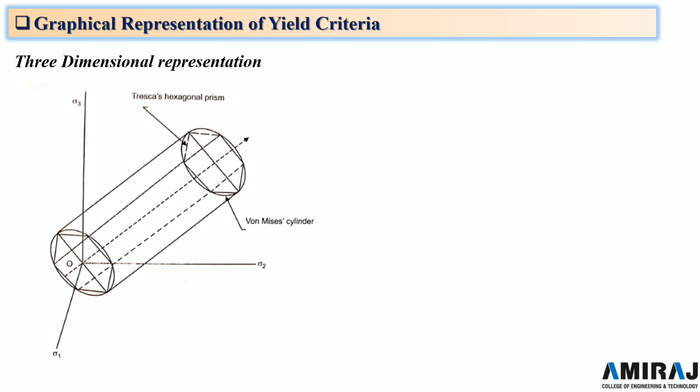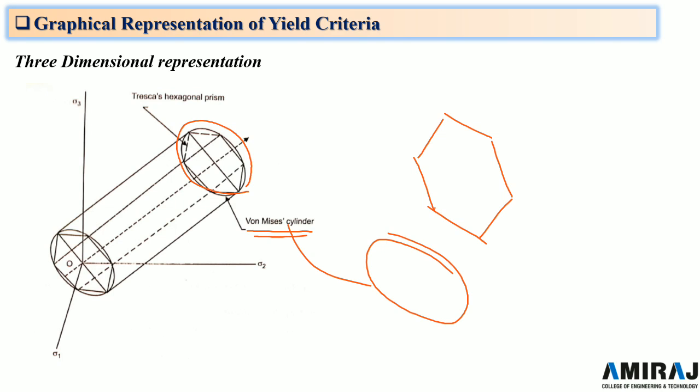any stress state given by a set of three principal stresses, sigma 1, sigma 2, and sigma 3, is represented by a point. The von Mises condition is represented by a cylindrical form. In the graph here, the cylinder represents the von Mises surface, and Tresca's criterion is represented by this hexagon. The hexagon represents Tresca's criterion, while the cylinder represents the von Mises criterion.